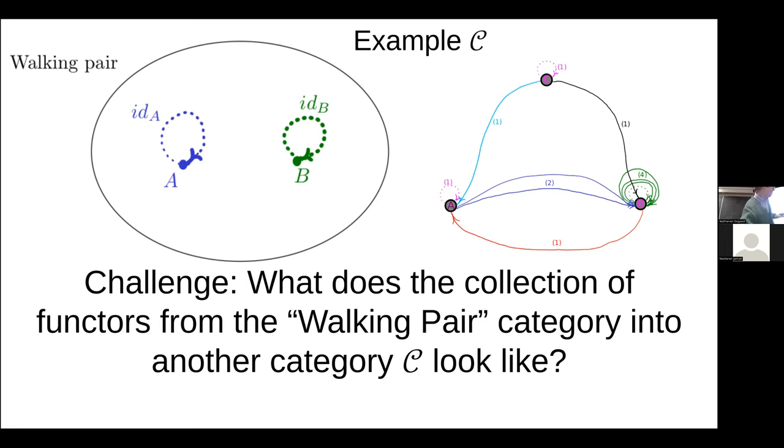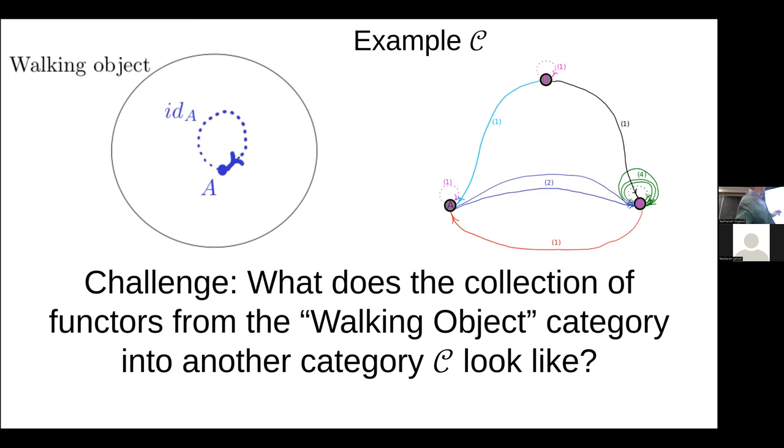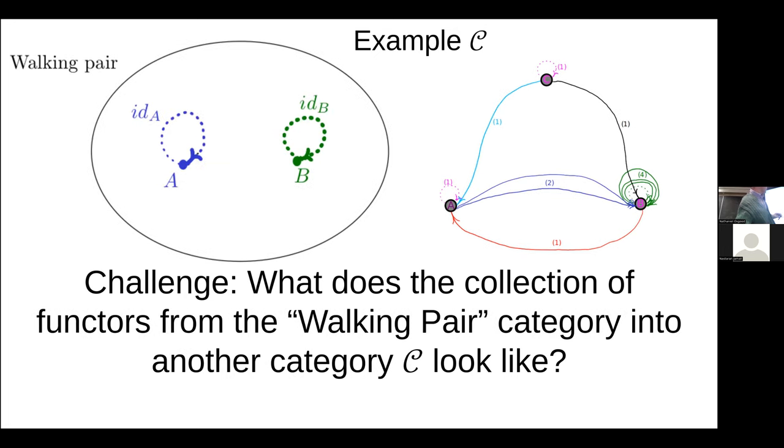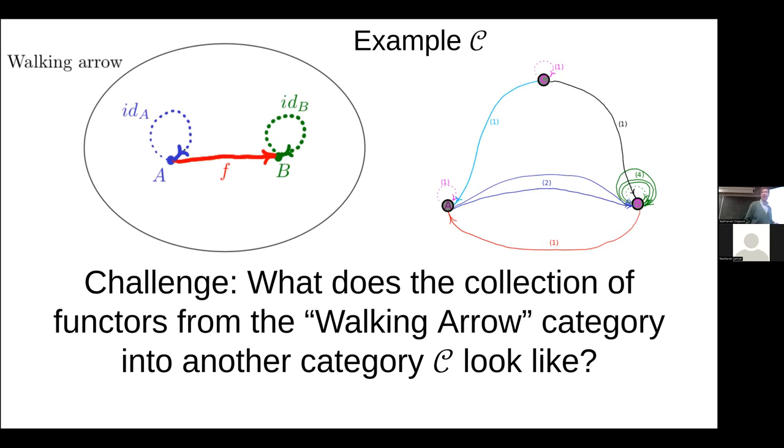Okay. So let's ramp up a little bit. So that was walking object, walking pair. How about walking arrow? How many things can this map to on the right? Well, let's think about it. Can you give me one that it could map to on the right that's particularly simple? Like it's so simple, it's almost pathetic. It's like, oh no, it just did the crudest thing.